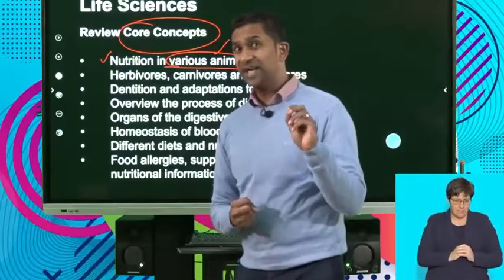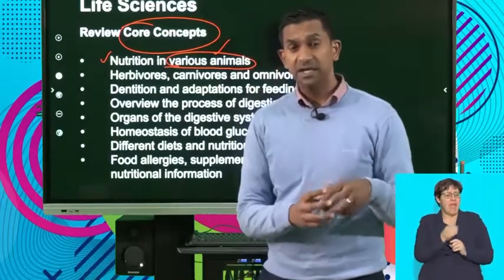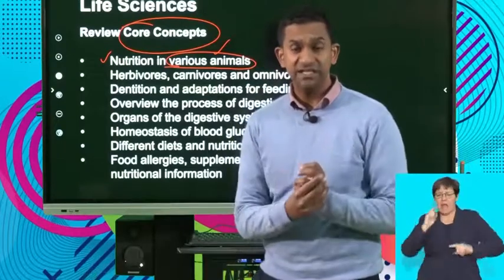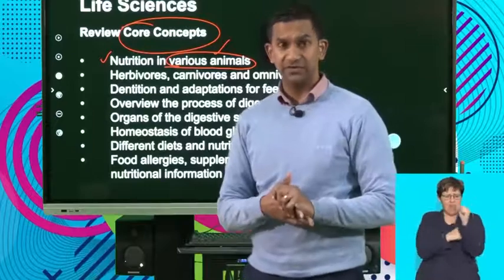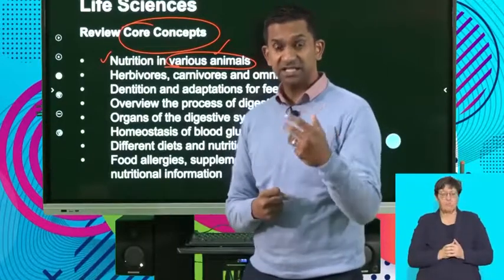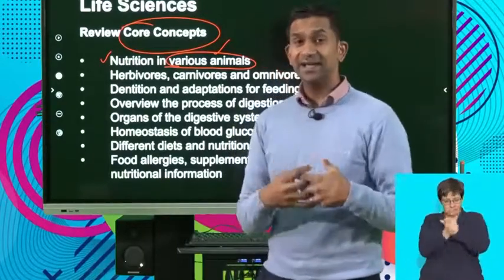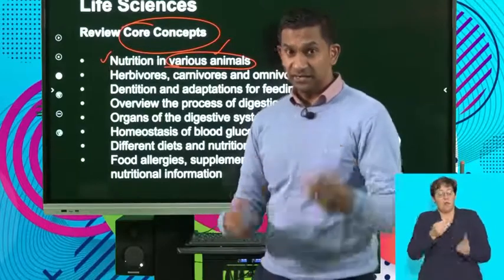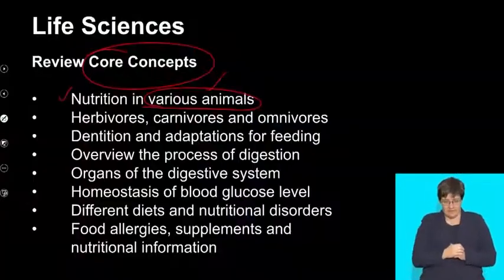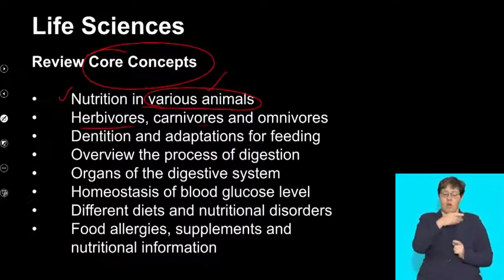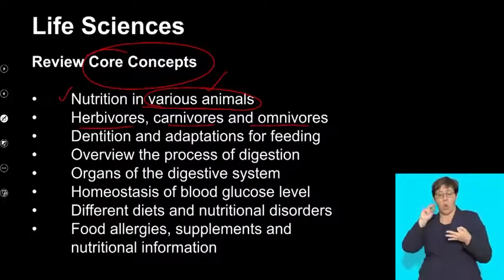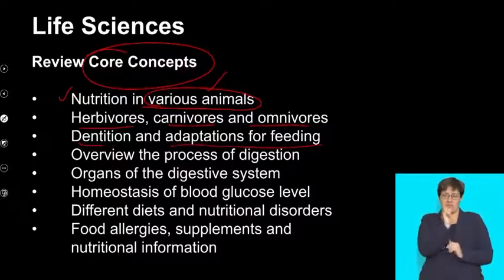It's important that we're able to recognize that different animals have a different arrangement of teeth, and size and structures also vary, and that is essentially an adaptation to supply energy based on the food they eat. We mentioned the terms herbivores, carnivores and omnivores, and we looked at their diet. We also spoke about dentition and the adaptation for feeding.